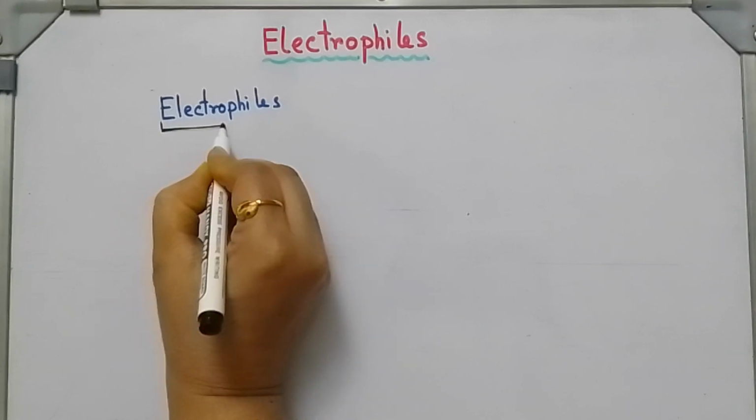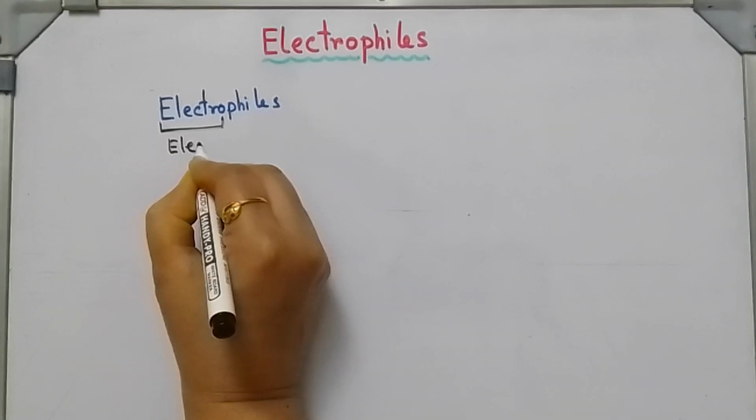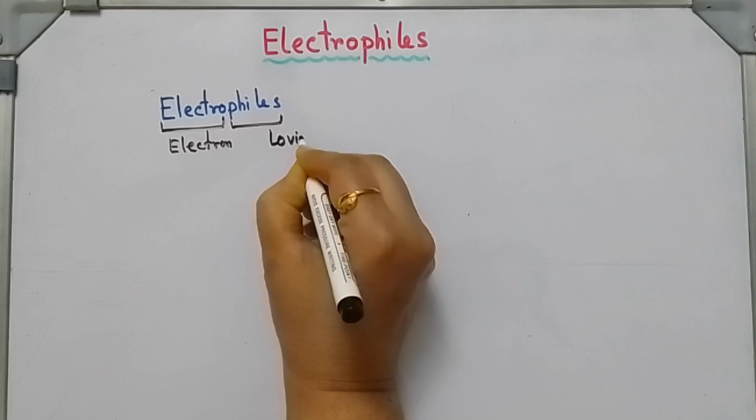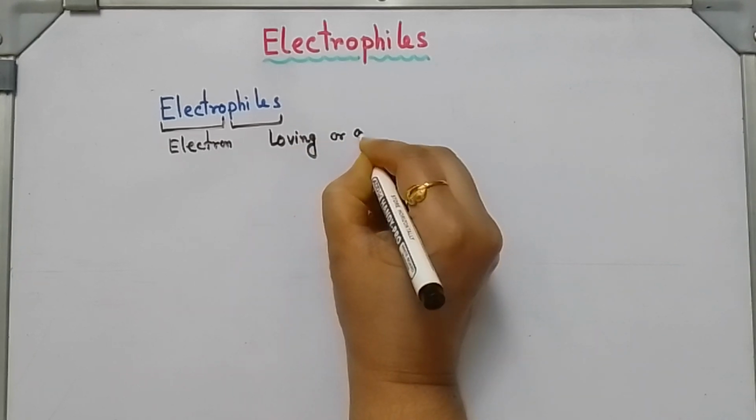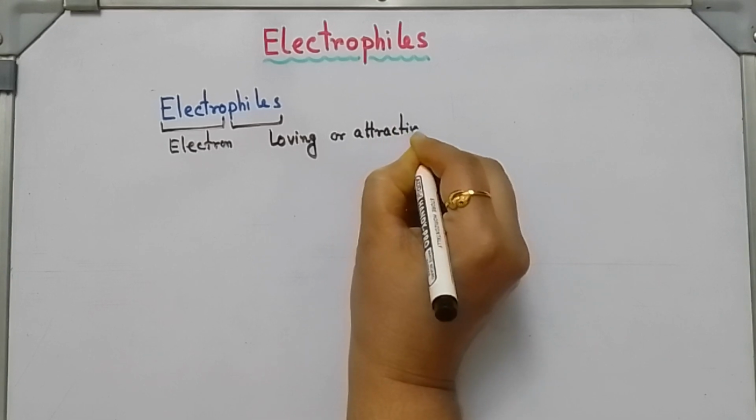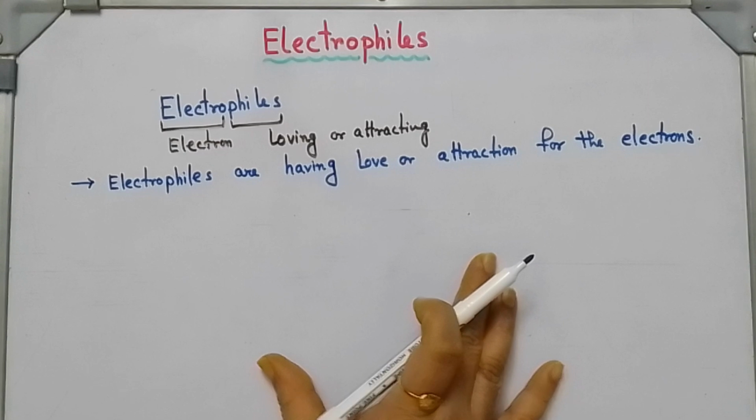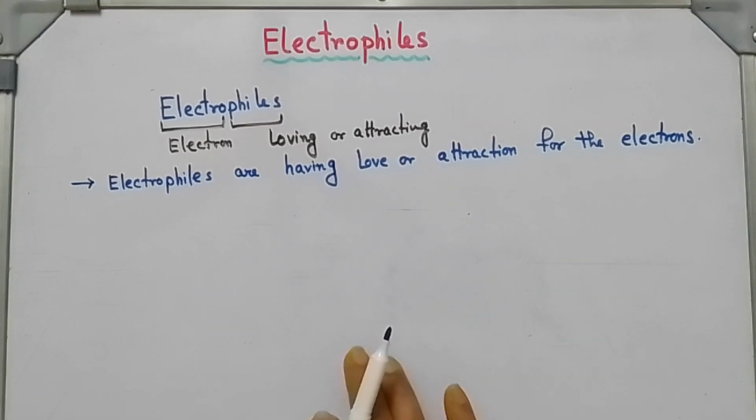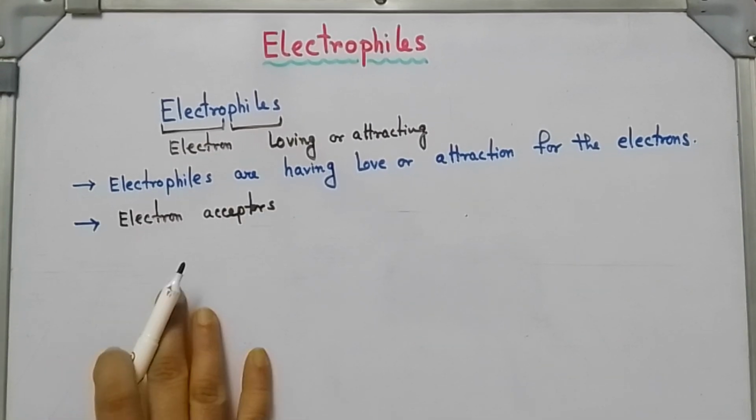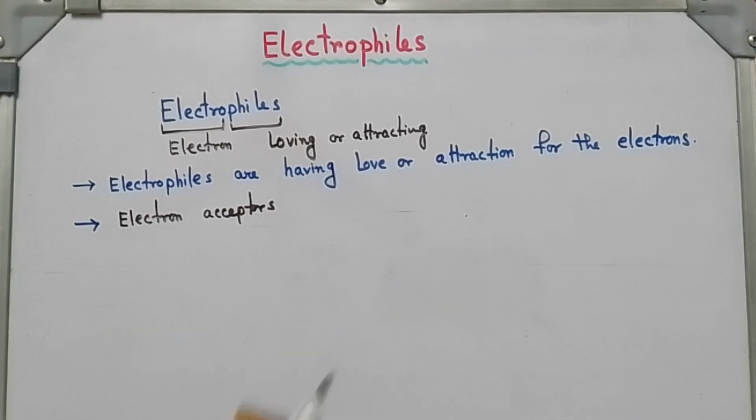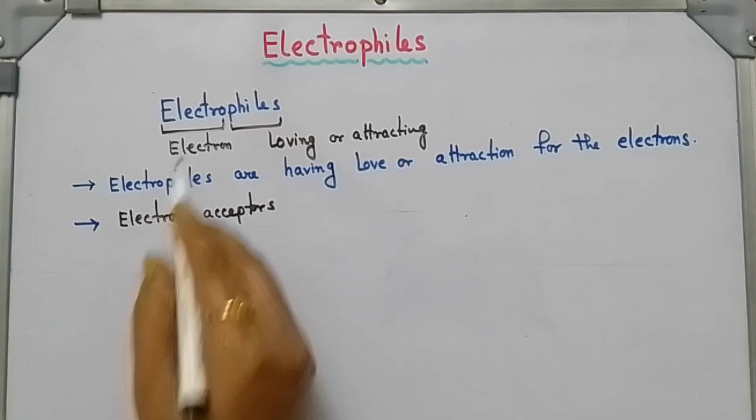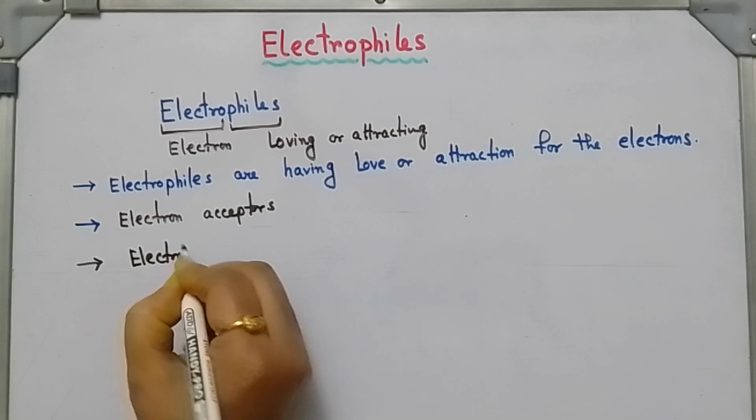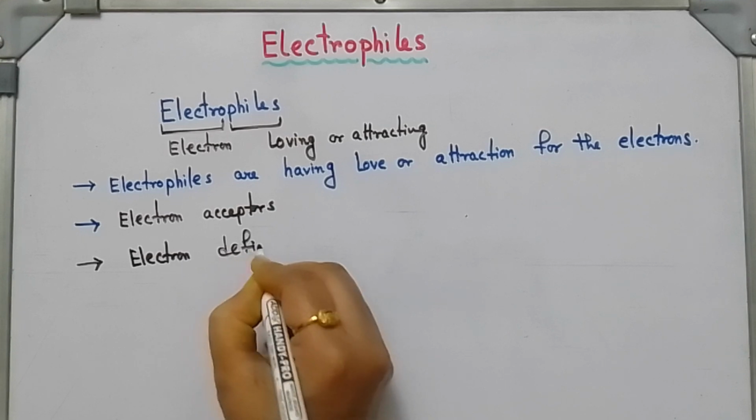Now see, electro means electron and philes means loving or attracting. So what are electrophiles? Electrophiles are species having love or attraction or affinity for the electrons. So these are also called electron acceptors. Since these are having attraction for the electrons, so electrophiles are electron deficient species.